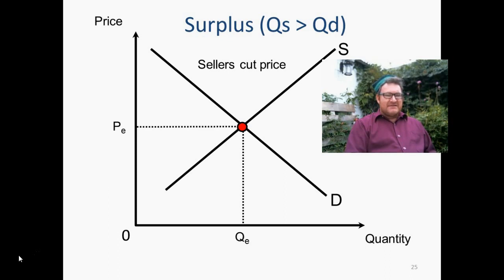Is there any incentive on the part of the sellers to cut prices further? No. So we say that the prices have fallen until they now come to rest. They've reached an equilibrium. Equilibrium here just means coming to rest.